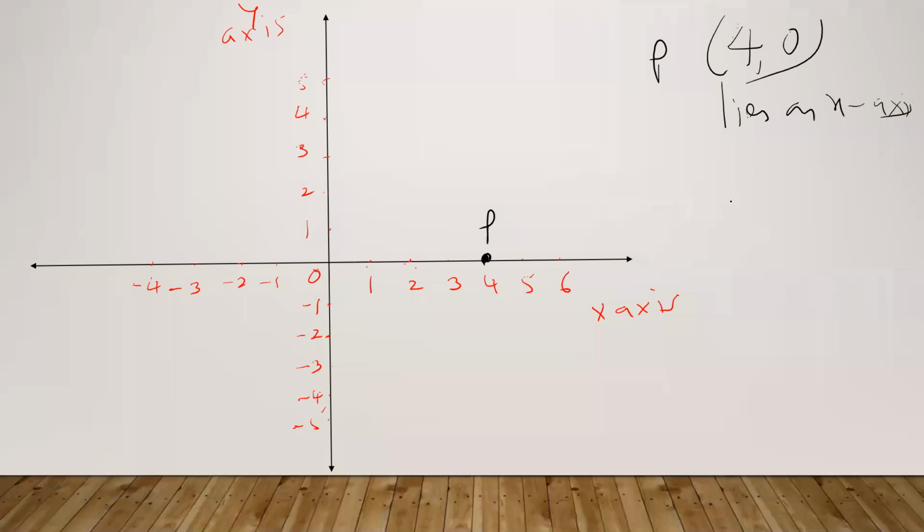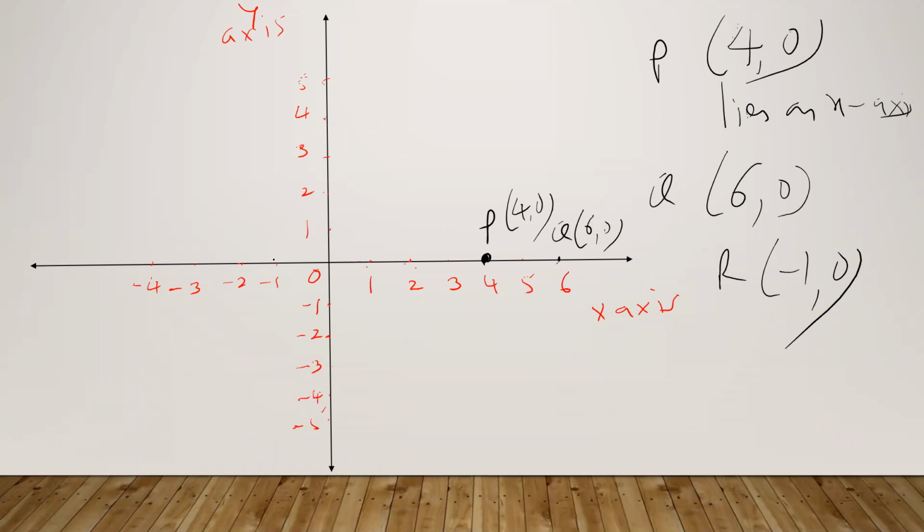Similarly, if I ask you to plot the point (6, 0), where will this be? X coordinate is 6, so it will be here. Y coordinate is 0. So this is the point Q. Its coordinates are (6, 0). This one is (4, 0). What about if I take the point (-1, 0)? X coordinate is -1, y coordinate is 0. So this is the point R, (-1, 0).